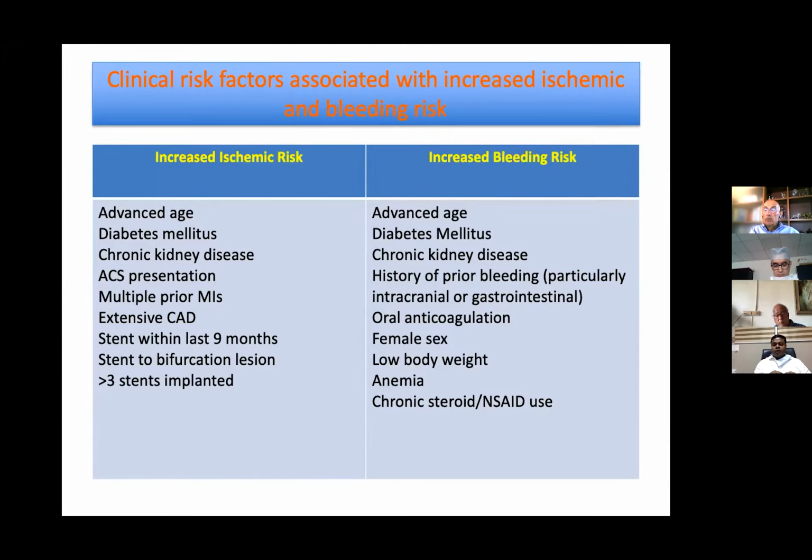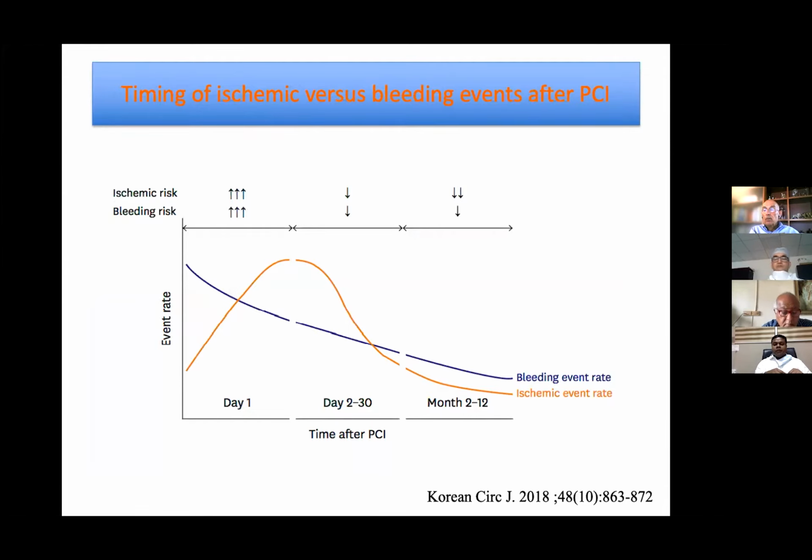Now, looking at the timing of ischemic events versus bleeding after an index event, you can see in the first 24 hours you have increased both ischemic and bleeding risk, but over a 1 month period the ischemic events are coming up and the bleeding events are coming too, but it will be slightly higher in the next 12 months.